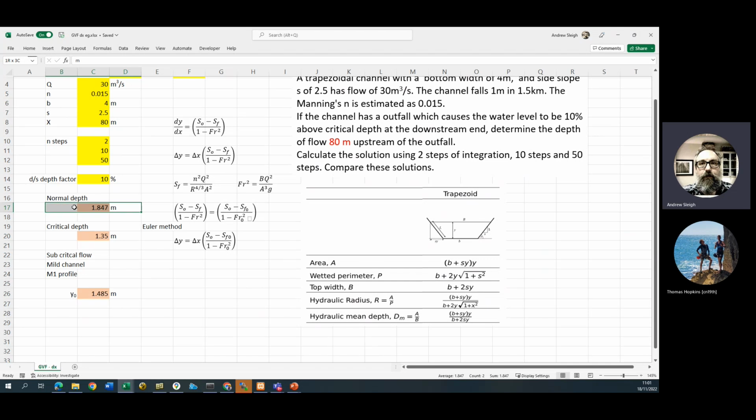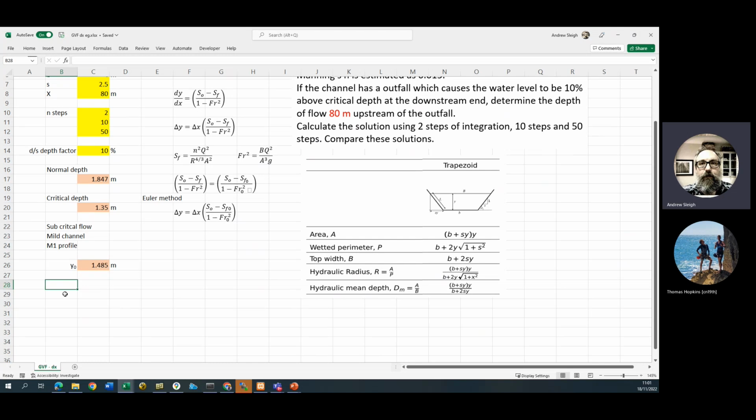We're not going to use the normal depth at all. We've only used it in identifying that this is a mild channel and the depth is going to increase, because we know it must be increasing towards that. That's the only reason for calculating normal depth. So let's start with our iteration. The first one will be just 2 steps. Number of steps: 2.